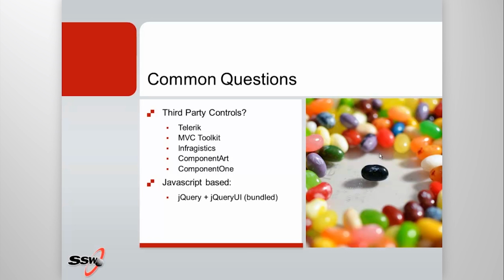So you can rely on jQuery and jQuery UI, which is bundled in by default. So jQuery UI has your date pickers and different sliders, things like that you can use. You've got Kendo UI, again, another Telerik product that you can use. There's also Knockout.js and Twitter Bootstrap as well.